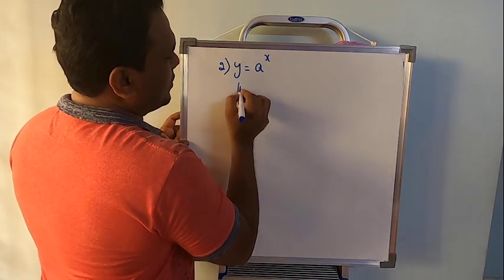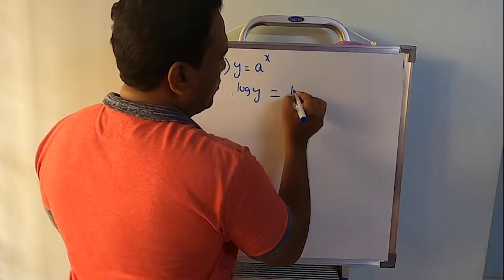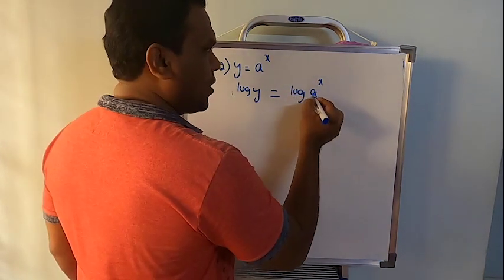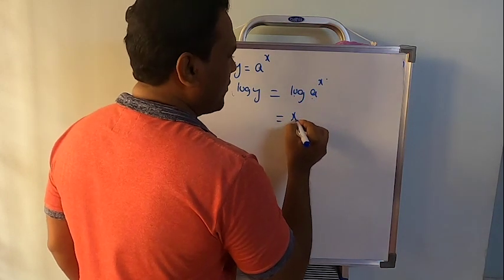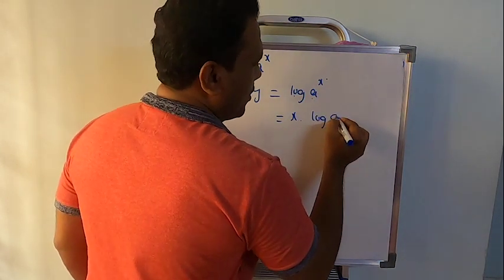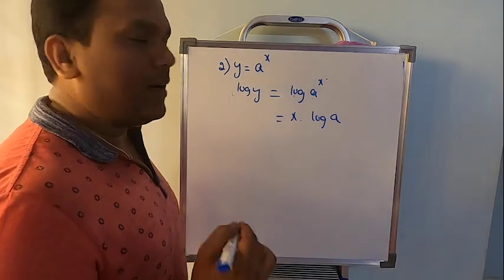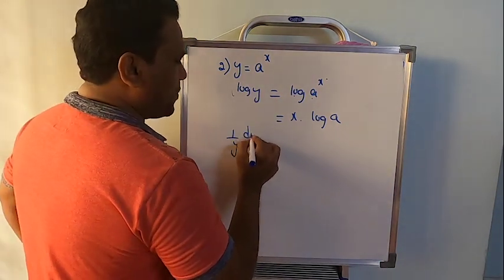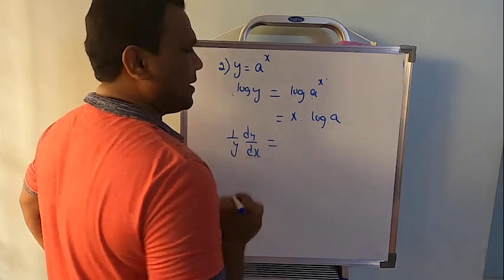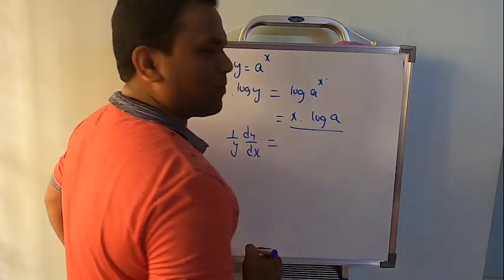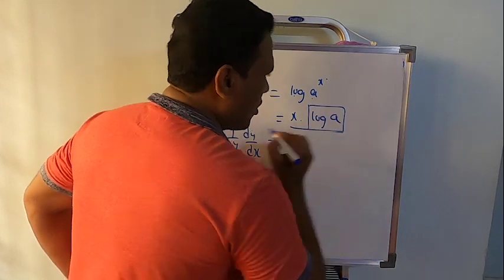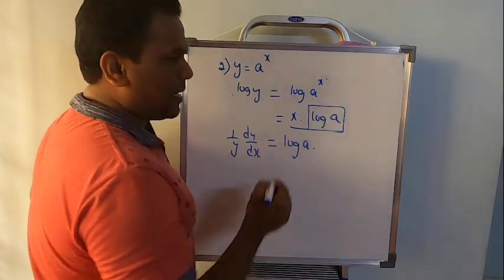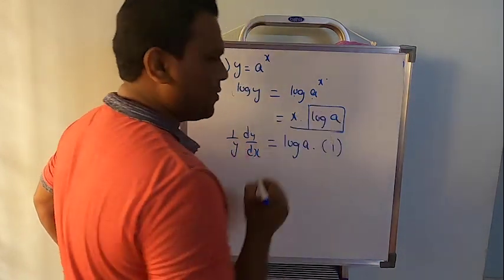So I am going to apply log first. Log y is equal to log of a power x. So once again the formula, log of x to the power y will be y into log x. The formula is applied. Now we will differentiate. Differentiation of log y will be 1 by y multiplied by dy by dx. Please do not apply product rule here. Observe, log a is a constant. Constant can be kept as it is, and differentiation of x with respect to x will be 1.